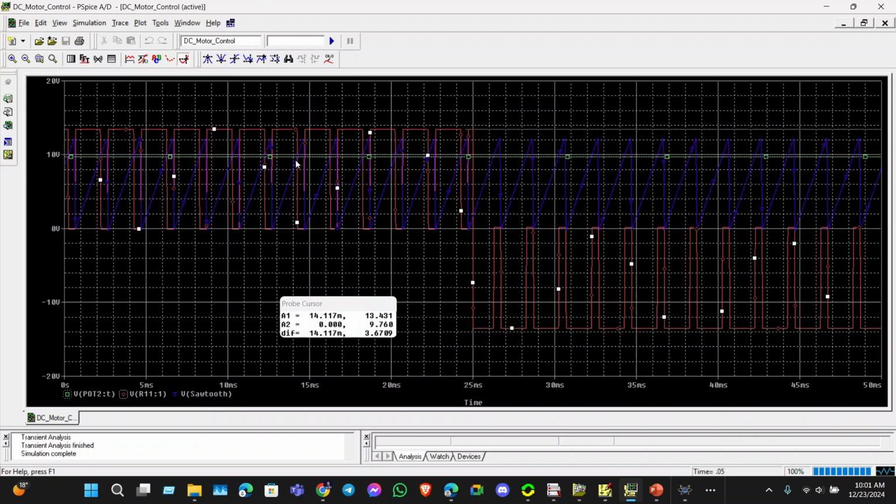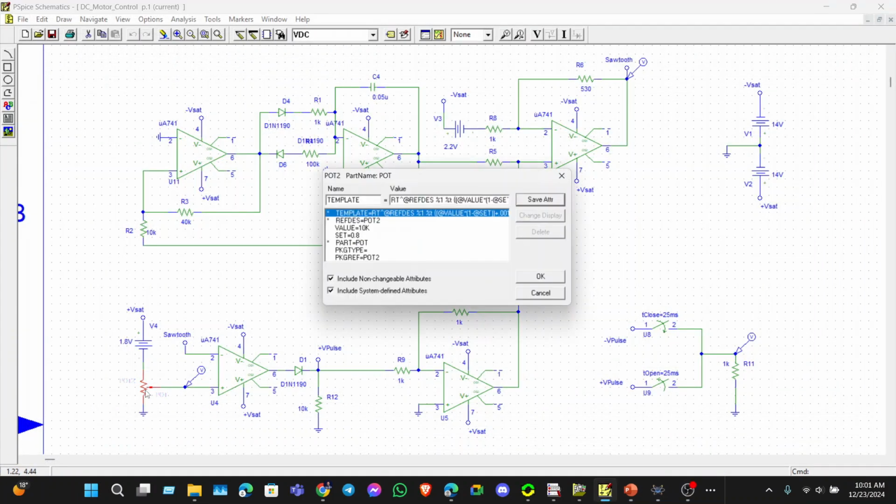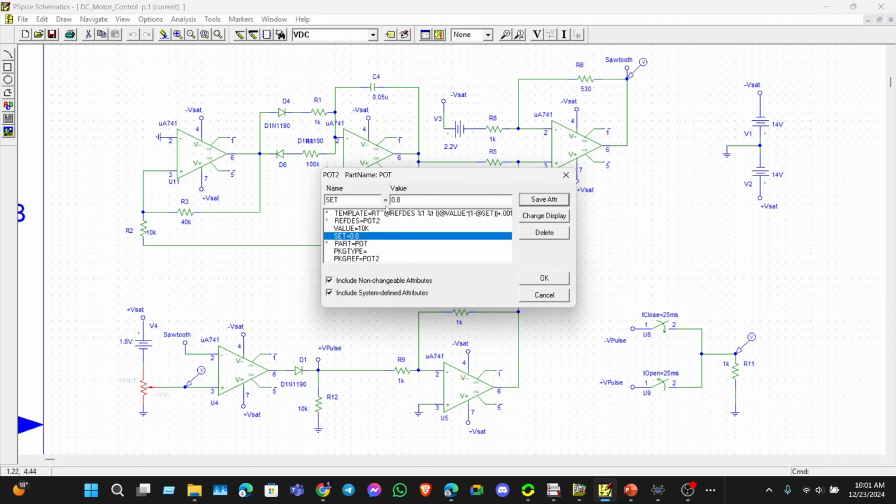Here we can see that the pulse width modulation is about 80% duty cycle, so that we can get about 80% of the highest voltage, about 13.4 volts, and we can change it here with the potentiometer. And here we are using 0.8. If we replace this with 0.5, then the duty cycle will be half.